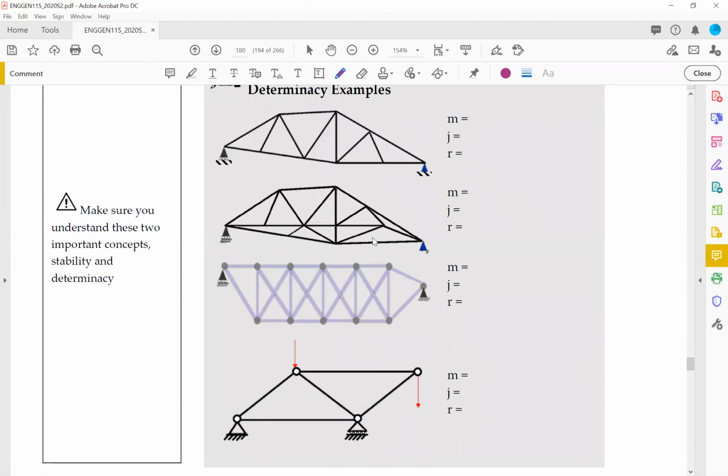Here are some quick exercises for you. So just count the members, count the joints, count the reactions, and then determine whether these trusses are unstable, indeterminate, or stable and determinate.